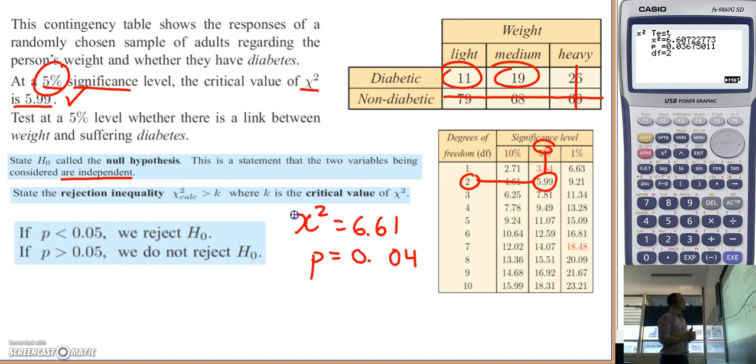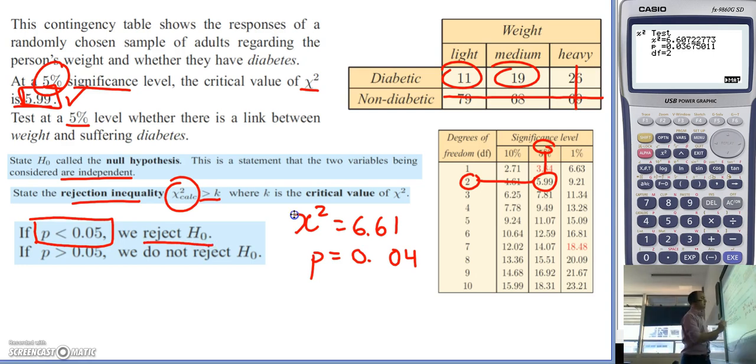Alright, so we've got our values. So the rejection inequality, our x-squared value of 6.61 greater than k. So is it greater than our k value? Well, our k value was 5.99, so it is greater, so we reject it when it's greater. So we would reject our null hypothesis. We'd also use our p-value as a second piece of data to confirm this. So our p-value was 0.04. We had a 5% significance level, so our p-value, p is less than 0.05, so again, we reject our null hypothesis. So two pieces of data telling us the same thing.